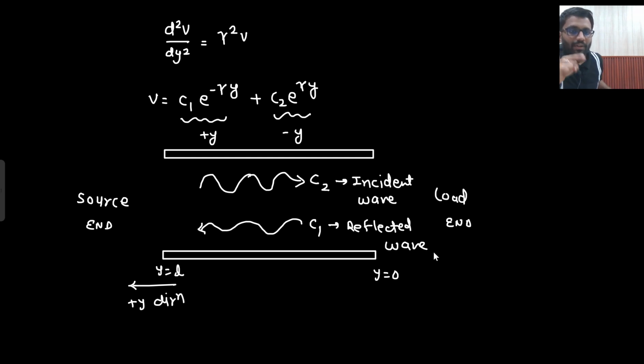So the magnitude associated with the incident wave, I will call that V0 plus. So this C2 I will call as V0 plus, and the magnitude associated with the reflected wave, I will call that V0 minus. Is that clear to you?